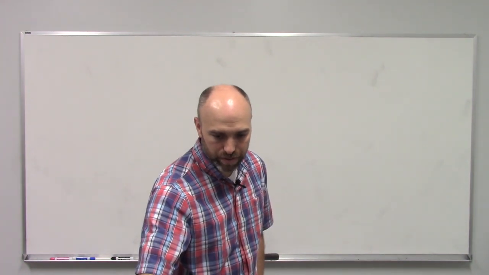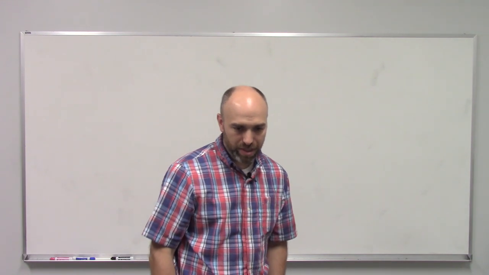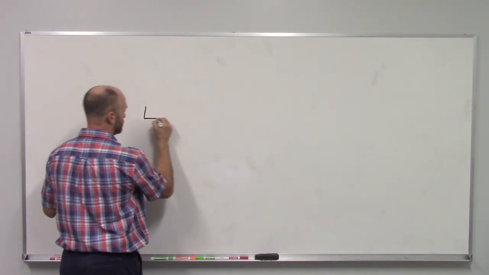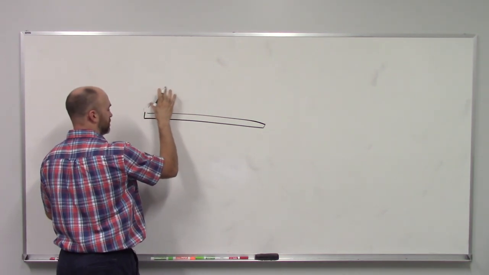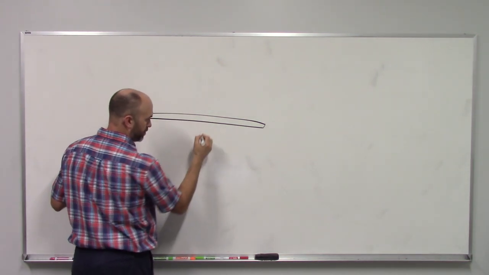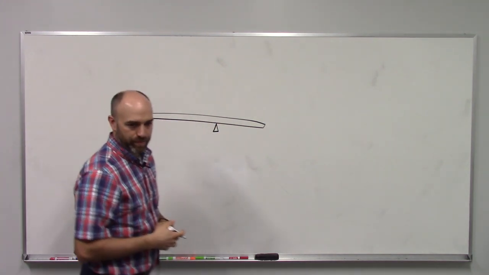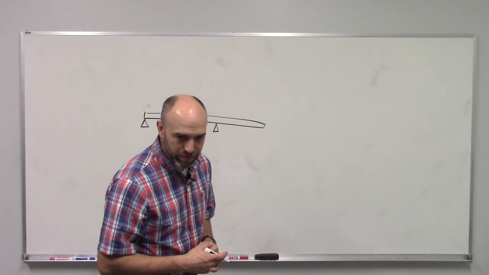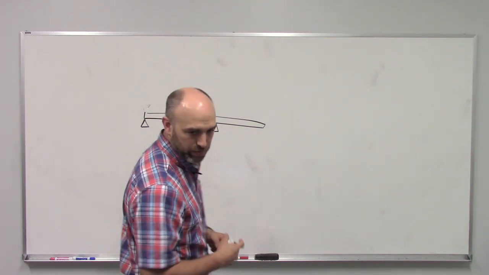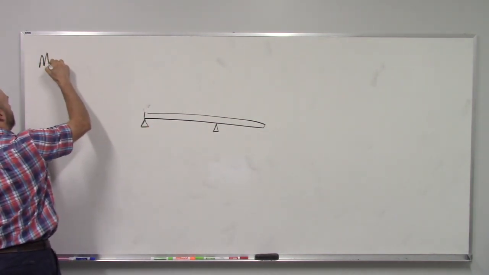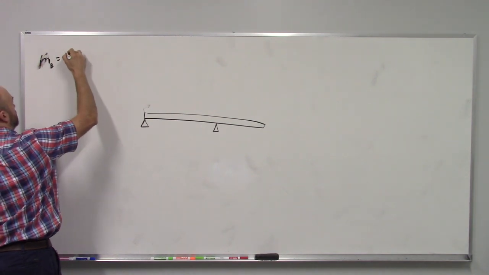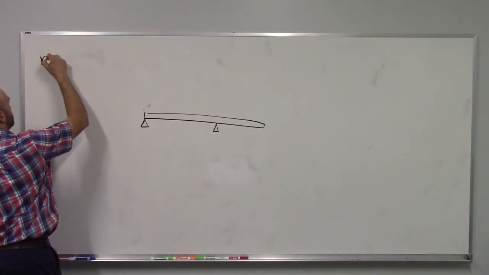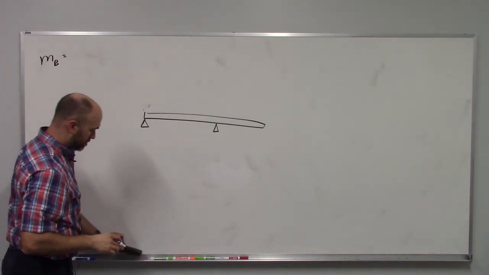Okay, number three. Okay, so there's a beam, it's resting on two pivot points. And it says the length is 6 meters and the mass is 75 kilograms. So the mass of the beam is 75 kilograms. Or Gabby, what numbers do you have? Mine says 75. What does yours say? What's the mass of the beam? 94.